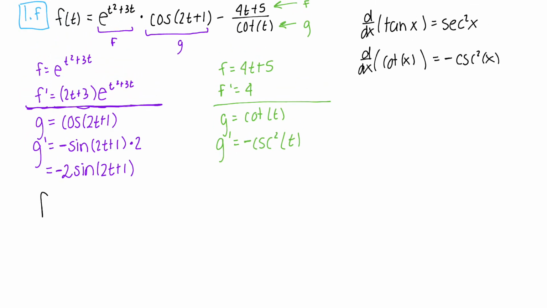So for our derivative of f, we are going to have product rule first, so we'll have f prime g plus g prime f, plus then quotient rule for this guy. So that's f prime g minus g prime f, all over g squared.